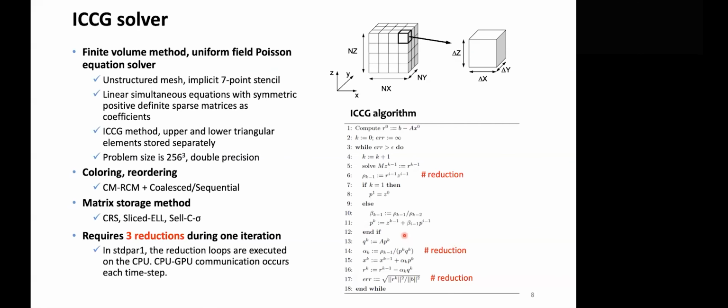The first application is the ICCG solver. This is used as a linear solver in finite volume methods. In this application, it is important to note that 3 reductions are required in a single iteration. Reduction is not supported in do concurrent of the Fortran 2018 specification.